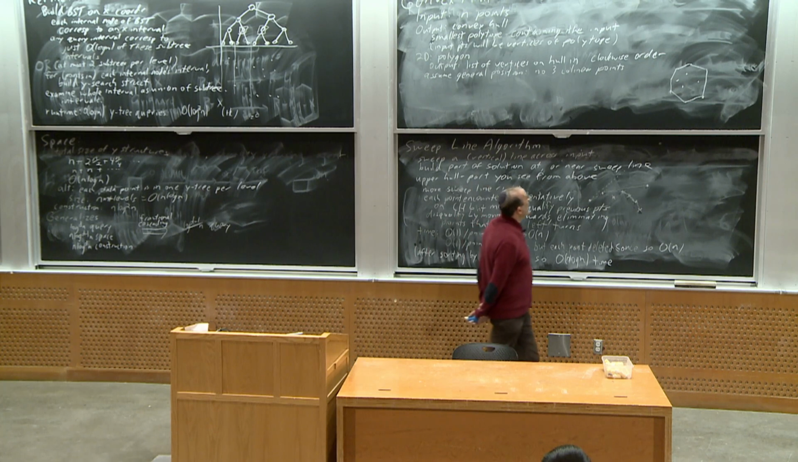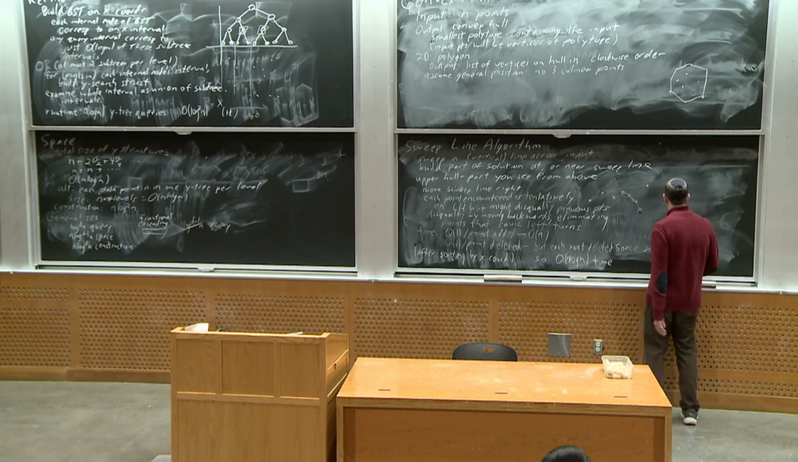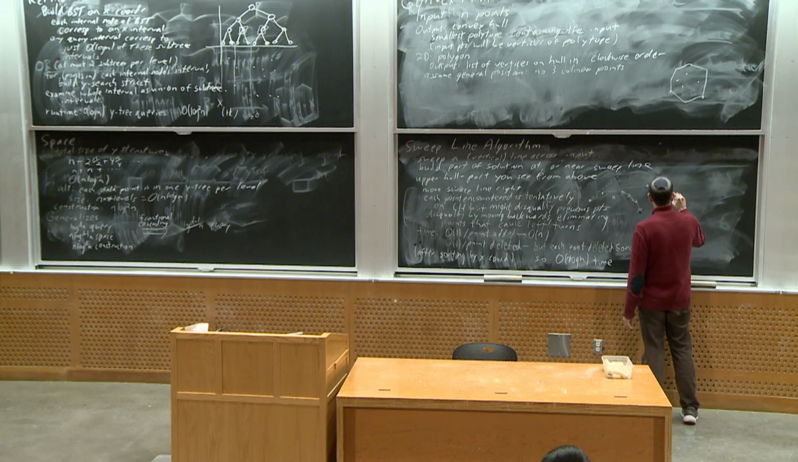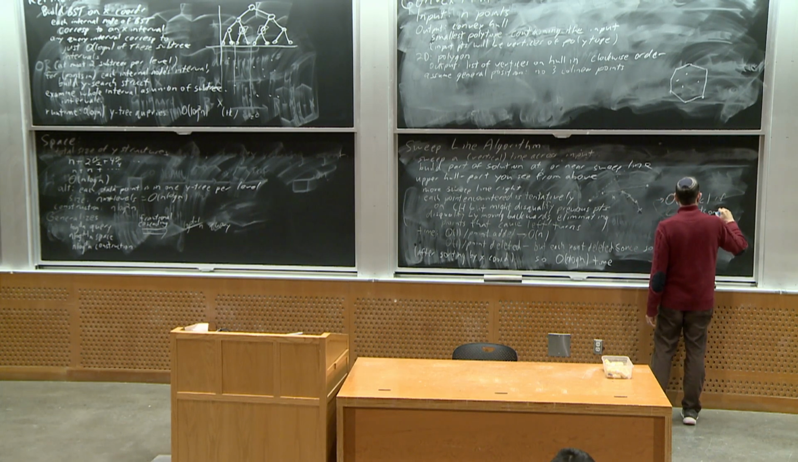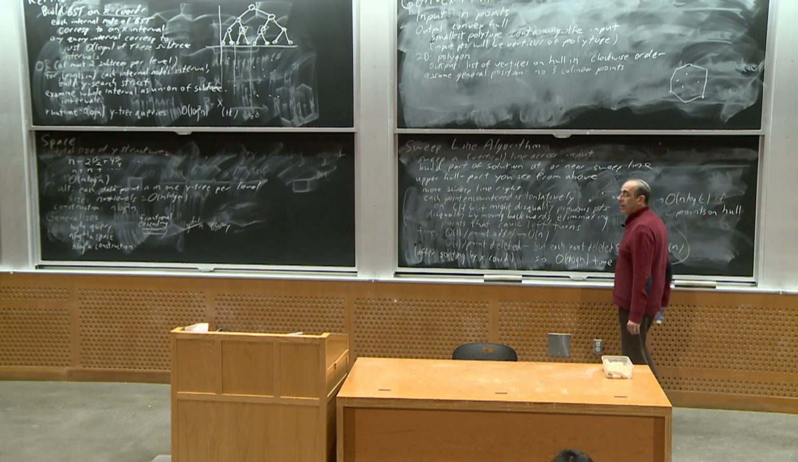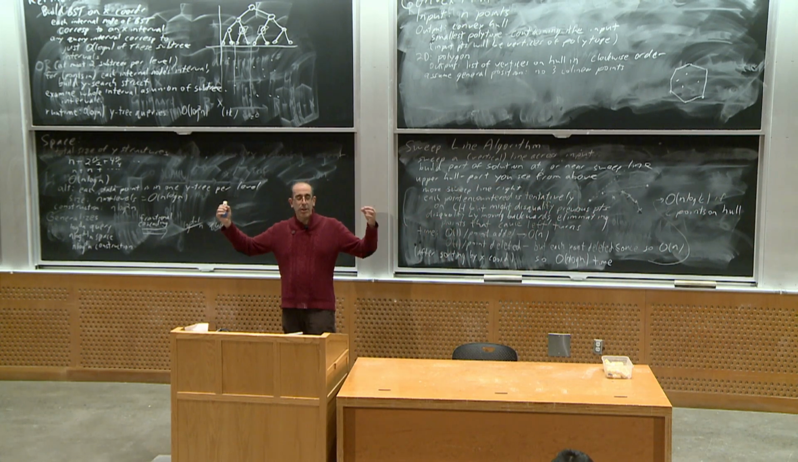There is something slightly better that you can do with convex hull. You can actually achieve order n log k if there are k points on the hull. So if you have n points, but the convex hull is a triangle, then you can actually solve it in linear time.